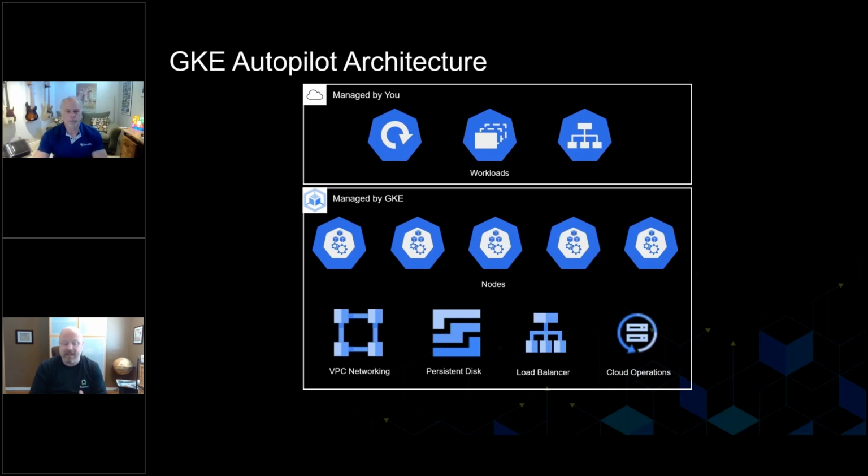So that's really the major difference in how the two are architected. Even though the building blocks remain the same, it's really important to understand the difference in who is responsible for what. And again, GKE Autopilot offloads so much of that management to GKE itself and allows you to focus on the applications.